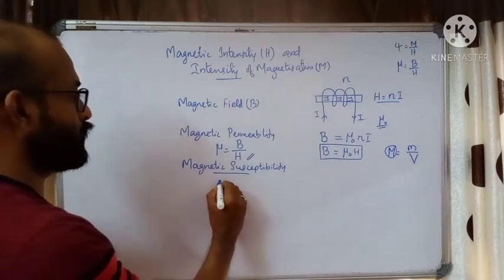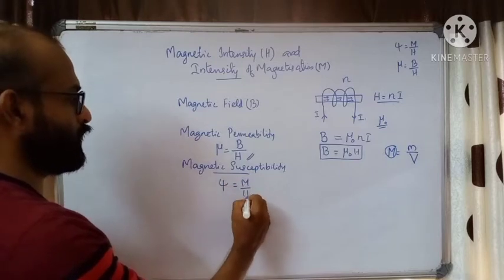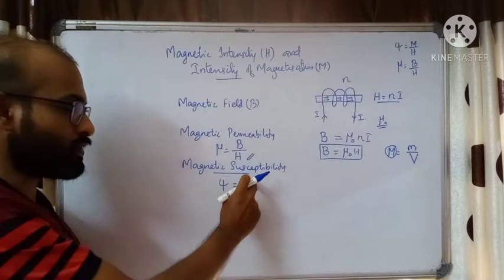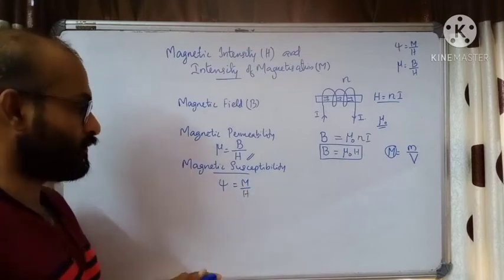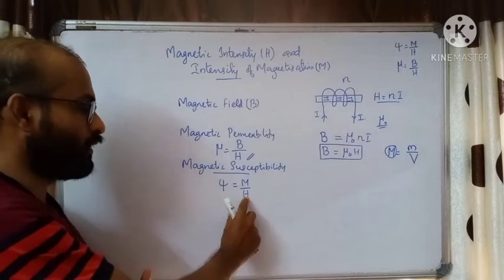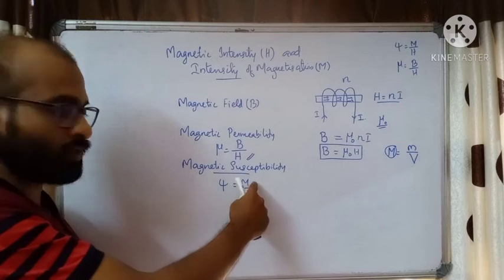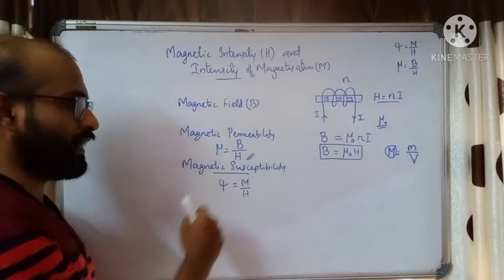It has the symbol psi. Psi is equal to M by H. What is M? M is the intensity of magnetization and H is the magnetic intensity. Using a magnetic field of intensity H, M is the intensity of magnetization produced. Then this ratio is called the magnetic susceptibility.